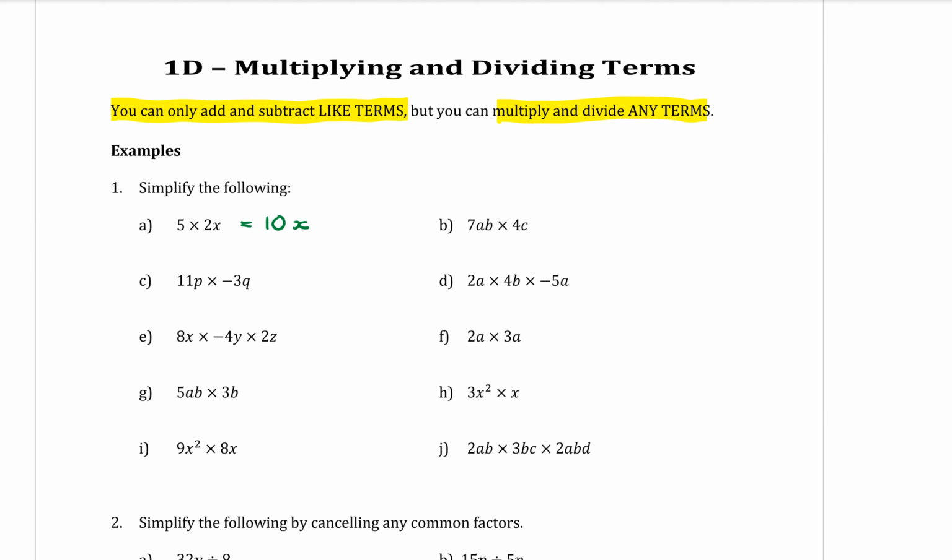Part B, so same rules. Multiply any numbers together. So this time I have a 7 and a 4. 7 times 4 is 28. And any letters collect up afterwards. Now, if there's lots of letters, we usually put them in alphabetical order.